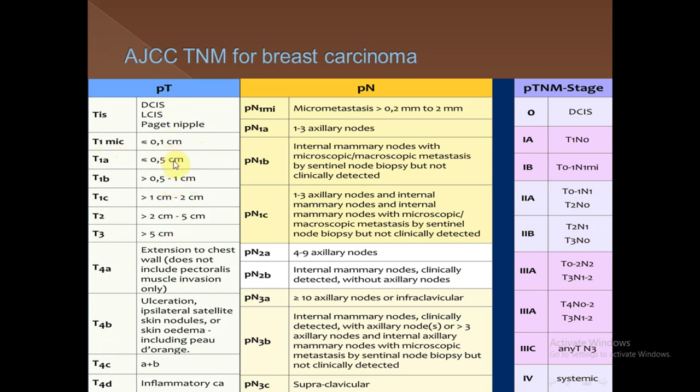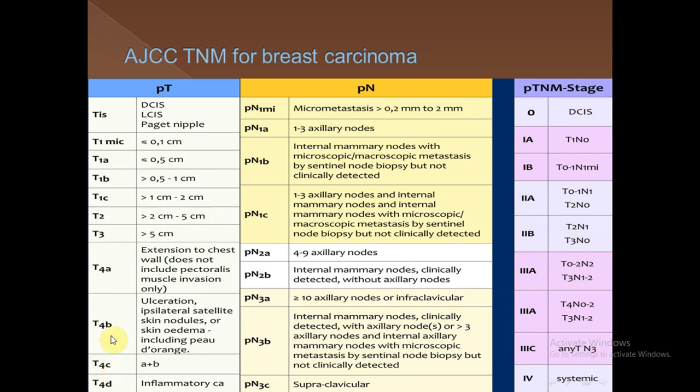If it is equal or less than 2 cm, this is T1, and so on. T2 if the tumor is more than 2 cm but not more than 5 cm, and if the tumor is more than 5 cm, this is T3.